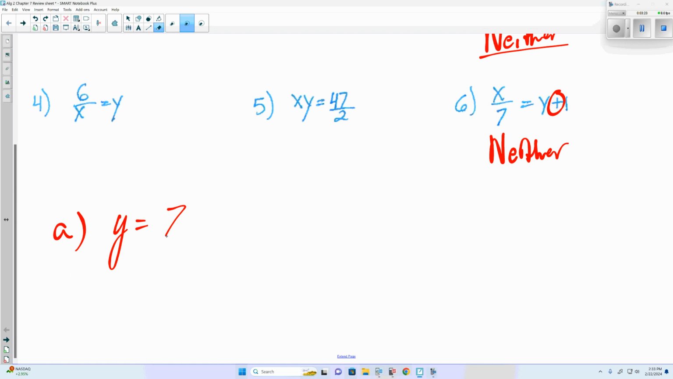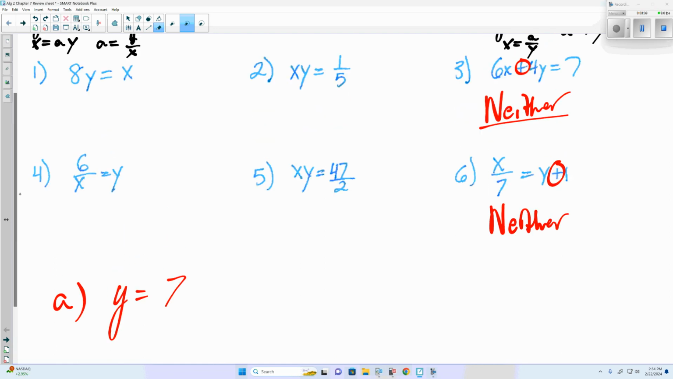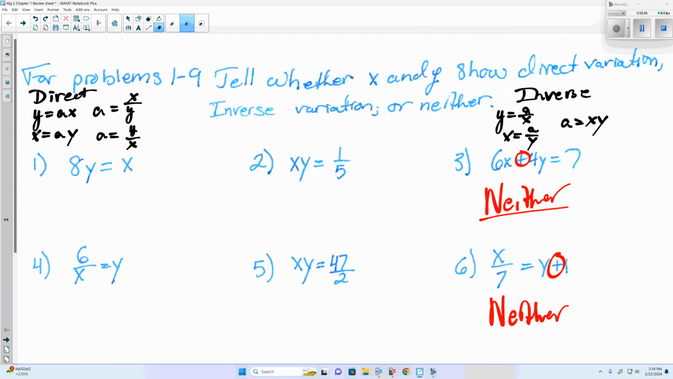How about, what is it missing that the others have? An x. It only has one variable, yes? We never did cover this or kind of state it outright, but if we're talking about direct and inverse variation, we've got to have an x and a y. We have to have 2 variables. If we only have one variable, it's automatically neither. We're not comparing anything. So really, if it only has one variable, or our addition or subtraction, it's automatically neither.